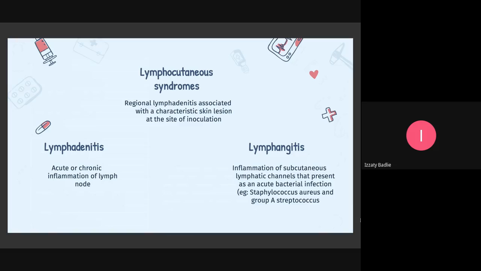The third one is the lymphocutaneous syndrome. As the name goes, it is lymph related and also cutaneous, skin related, syndrome. It is a regional lymphadenitis associated with a characteristic skin lesion at the site of inoculation. One example of lymphocutaneous syndromes is cat scratch disease. So next.